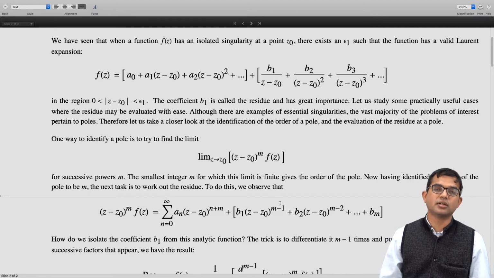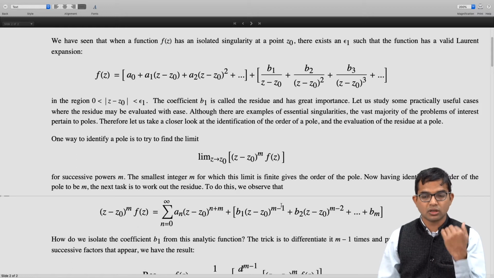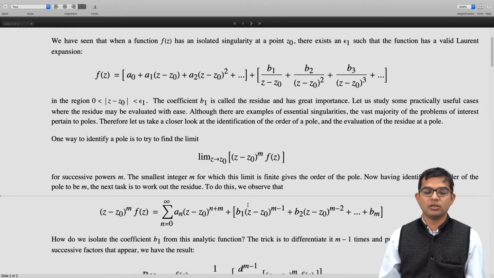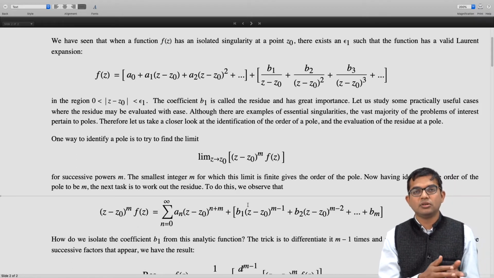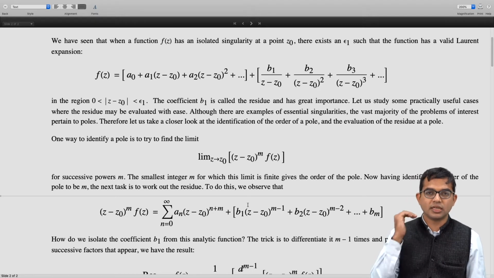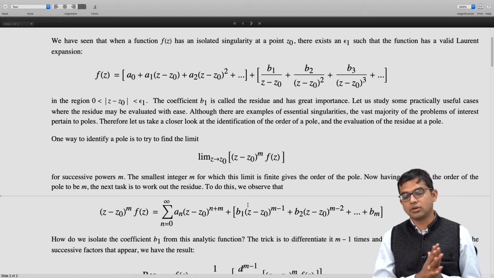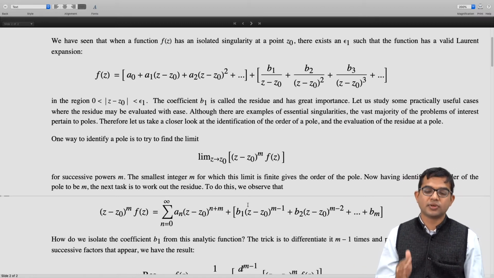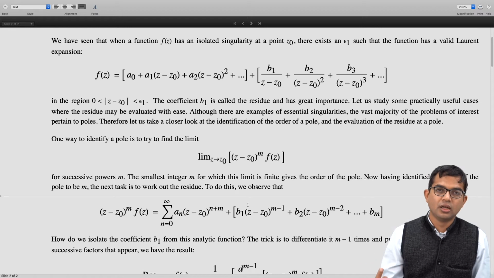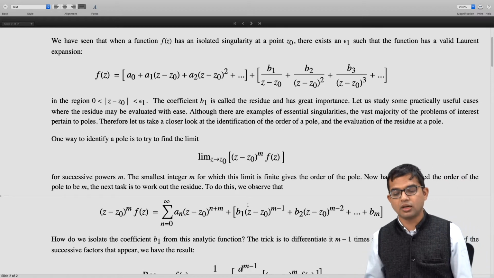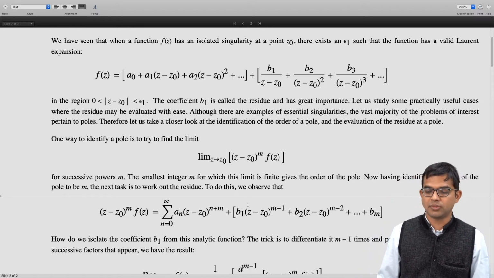But it comes with a factor of m minus 1 factorial. All the higher order terms you can put to 0 by taking the limit z going to z0, because all of the terms that appear before b1 will have at least one factor of (z minus z0). So if you put z equal to z0, all of them will vanish. And b1 will be just a constant, but attached along with it will be m minus 1 factorial.